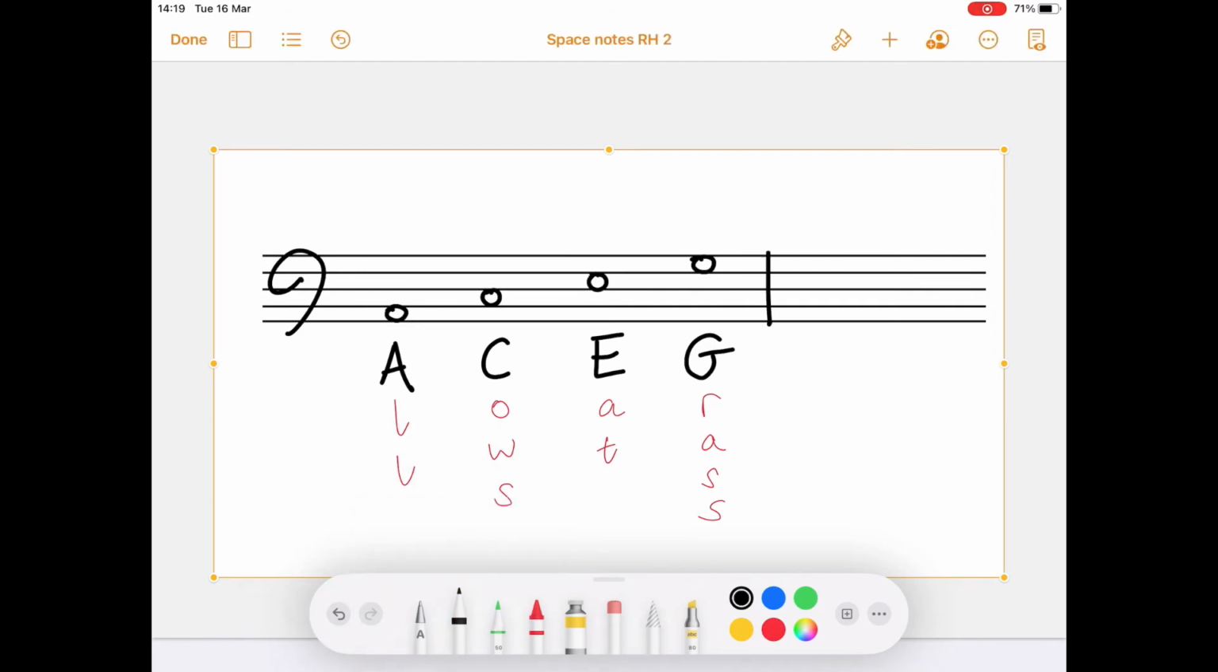So if I was to say, what is the space note which comes in the top space in the bass clef? We could go, all cows eat grass. It must be G, right? If I said the second space up from the bottom, all cows, it must be C. The third space up, all cows eat, must be E, and the bottom space is the A. So again, we're always working from the bottom of the stave to the top.